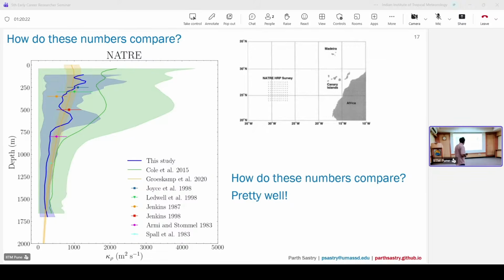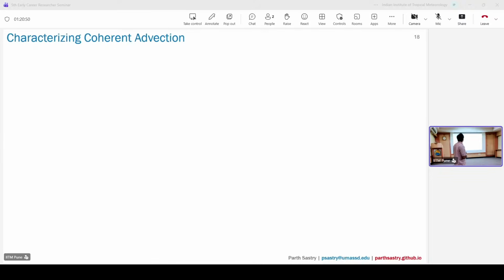So how do these numbers compare? Pretty well. And we could have stopped here and essentially published this work as a diffusivity work, and we would have been happy. But we wanted to look at this further because of the aforementioned discussions that we had with other scientists as well. So now we can make estimates of diffusive transport because we have diffusivities across the ocean. But we discarded the coherent advective piece altogether when we came up with this. So what about that? How much does that matter?